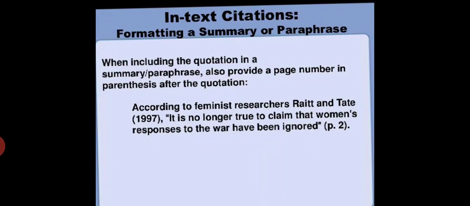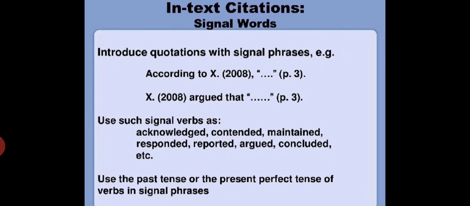When including the quotation in a summary or paraphrase, also provide a page number in parentheses after the quotation. You can also write, according to feminist researchers Reid and Tate, 1997, it is no longer true to claim that women's responses to the war have been ignored. Page number 2. This is another way in which you can give a summary or paraphrase.